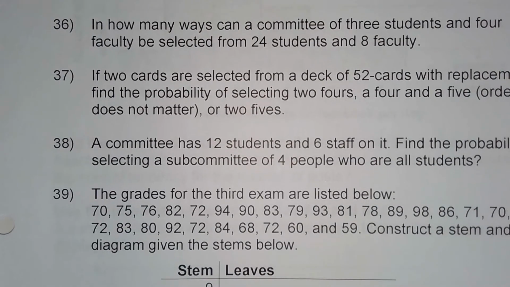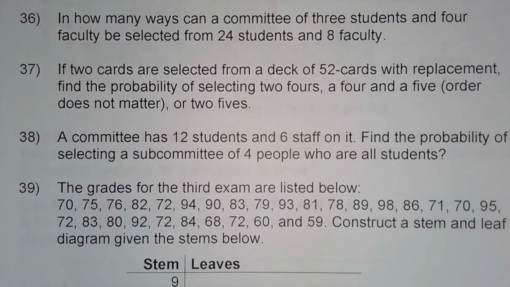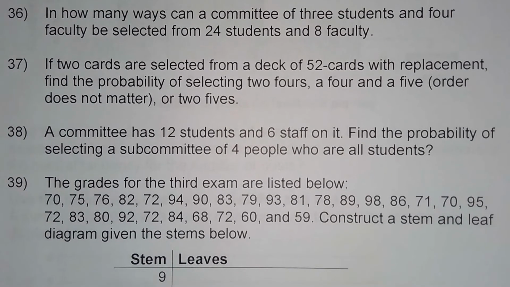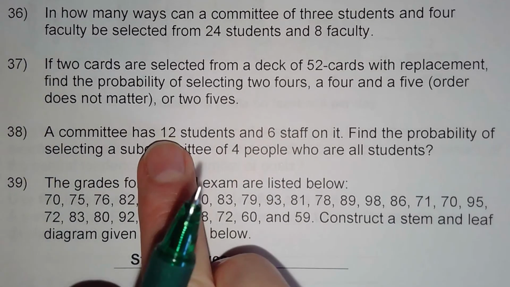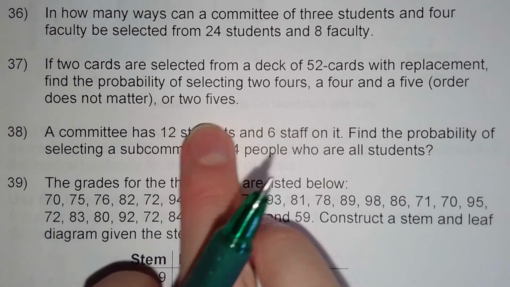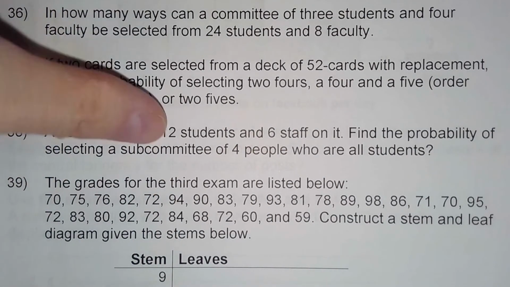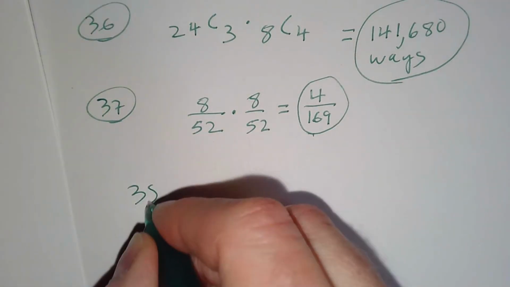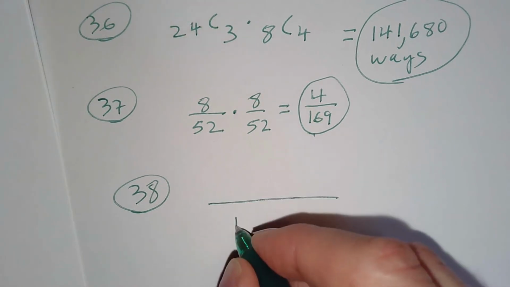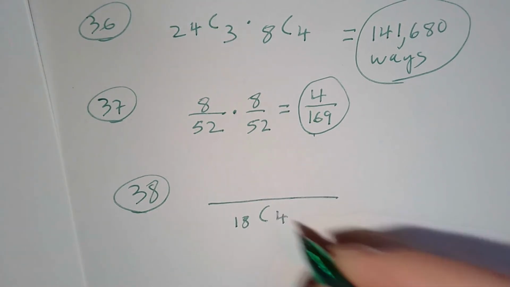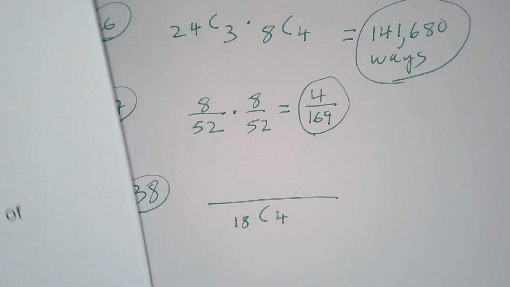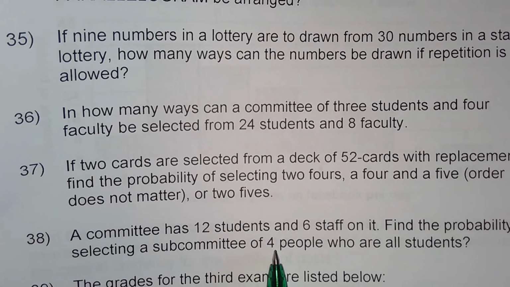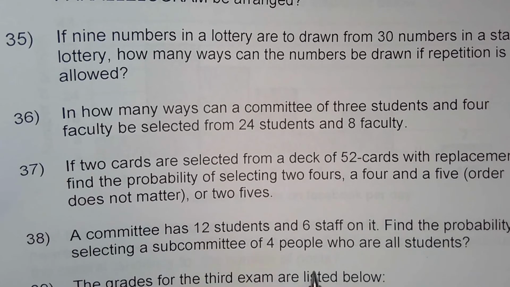Let's look at number 38. A committee has 12 students and 6 staff on it. Find the probability of a subcommittee of 4 people who are all students. So we have a total of 18 people, and we're selecting a subcommittee of 4. That's going to be our denominator. And then we're now trying to figure out how many ways can we select a subcommittee of 4 where they're all students. Well, there's 12 students, and I can pick 4.